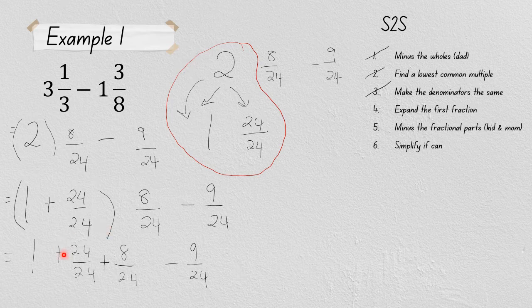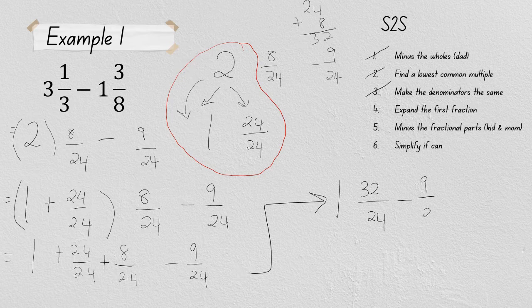Next, you need to add these 2 numerators so that you can minus the answer later with 9. So I'm just going to bring the calculation over here. So we have 1 whole, 24 plus 8 gives 32. So we have 32 out of 24 minus 9 out of 24. Now we can minus the numerators because the numerator on the first fraction is bigger than the second one. So we have 1 whole.